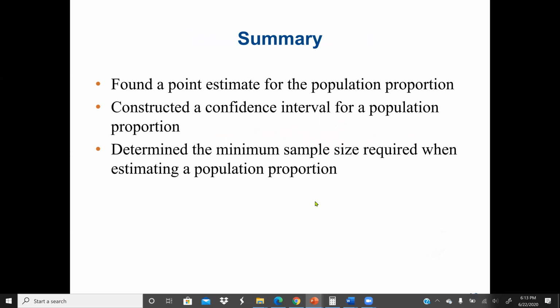So this will be the conclusion of our lectures. In these lectures, we discussed how to find a point estimate for a population proportion, and also how to construct a confidence interval for a population proportion.